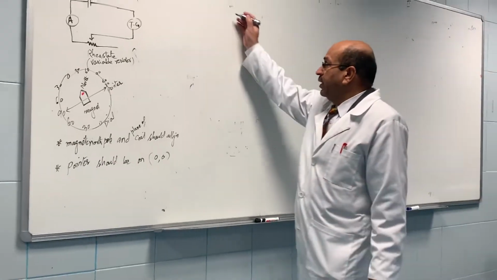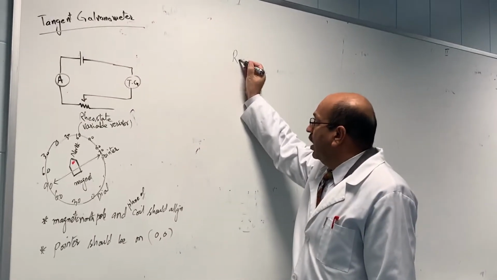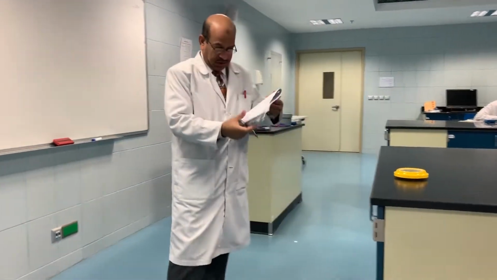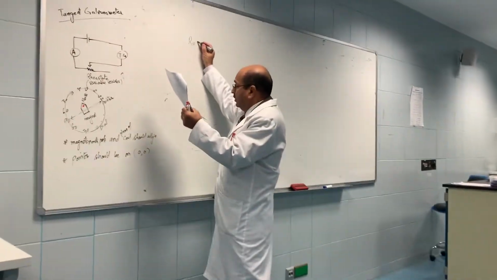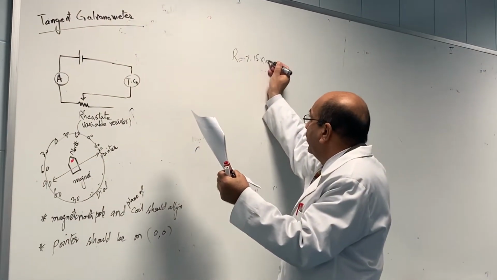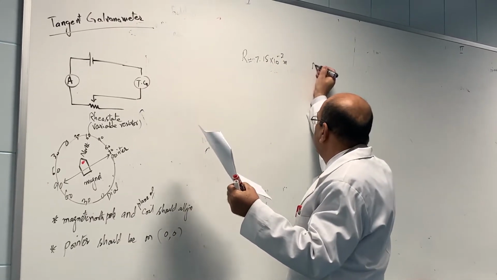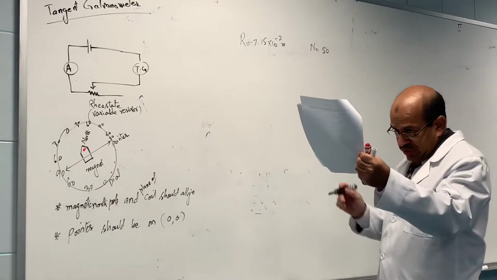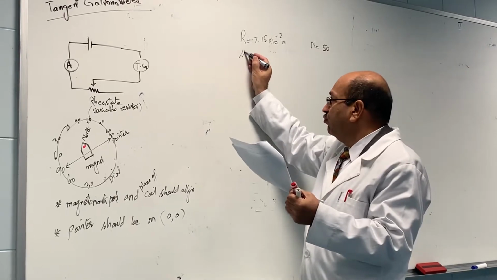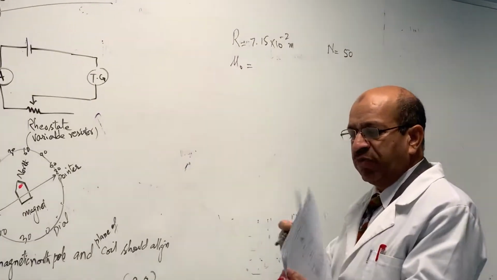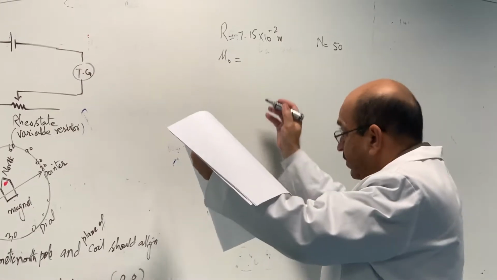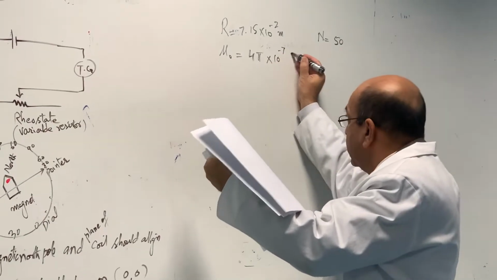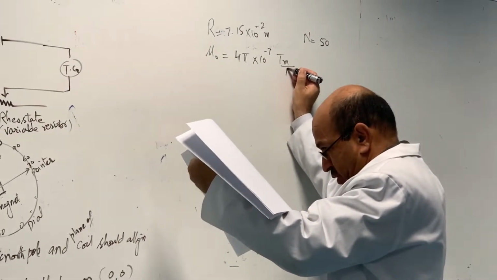What is the next step? There is a table. There is some constant. R, radius of the coil. There are some constants. This will always be given. No need to find out. 15 centimeter. Today we are going to use coil with 50 turns. This is 50 turns. And one constant we will use more here. Permeability of free space. In the first page they mention their value. 4 pi times 10 to the minus 7 Tesla meter per ampere.